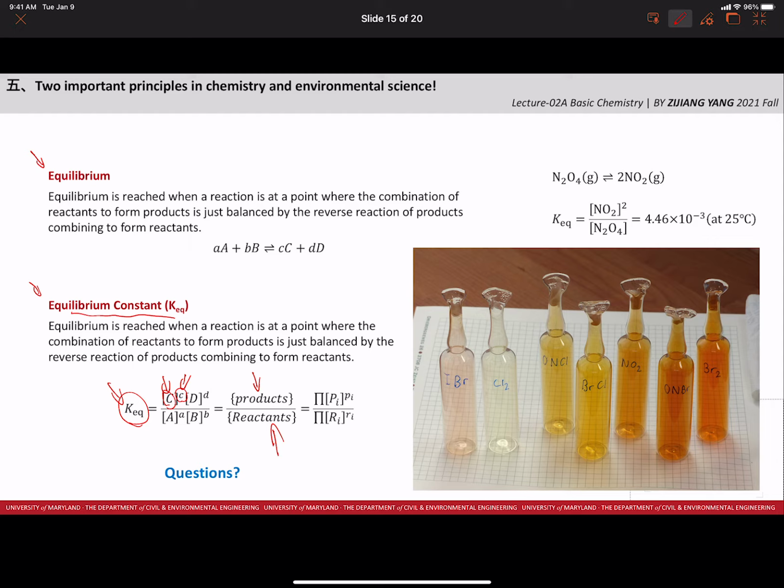And here's an example. We have N2O4. It is a reversible reaction to form NO2. And here is NO2. So the color looks good. The equilibrium constant of this reaction can be expressed as this. We have a 2 here because the coefficient is 2. And so it equals this one. So we can measure this in the lab.